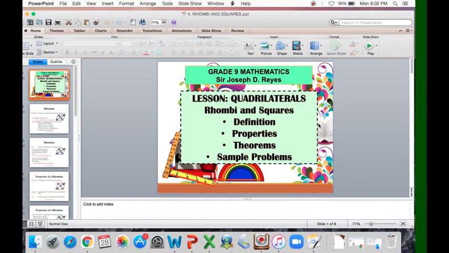So that's all about our lesson on rhombi and squares. I hope you learned something from today's lesson. With that, thank you very much for your listening.